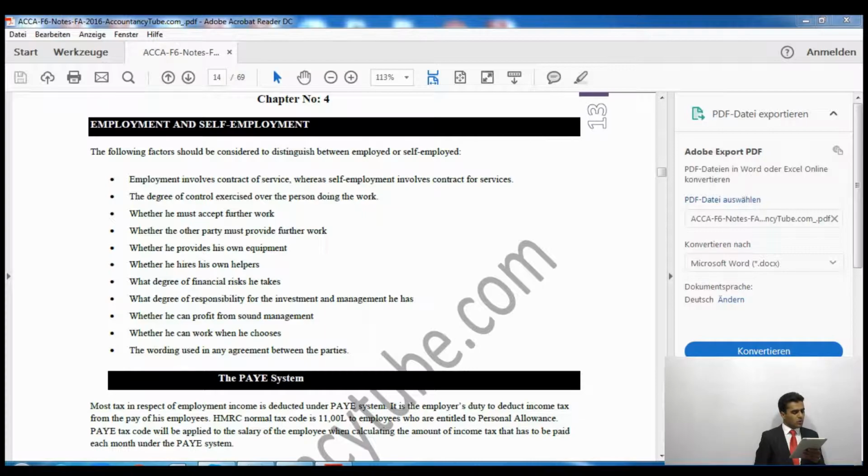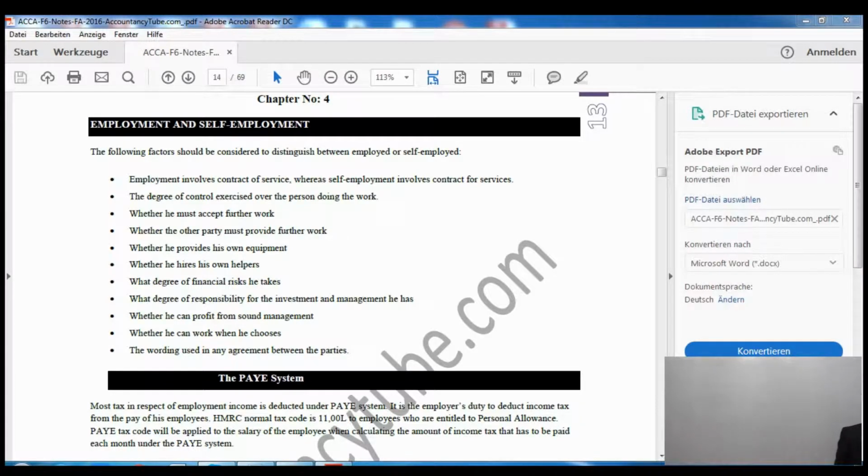Then, degree of control exercised over the person doing the work. So if someone has control over the employee, over the person doing the work, then chances are that they will be employed. So if someone can control me, I am employed. Whether he must accept further work. So if my boss asks me to do some extra work, if I must accept extra work, I am employed. If I just decline that, then I am self-employed.